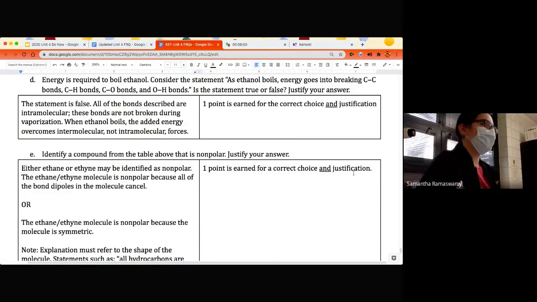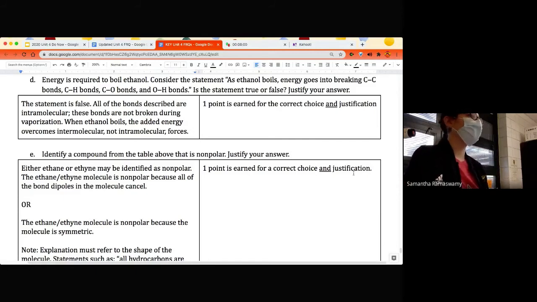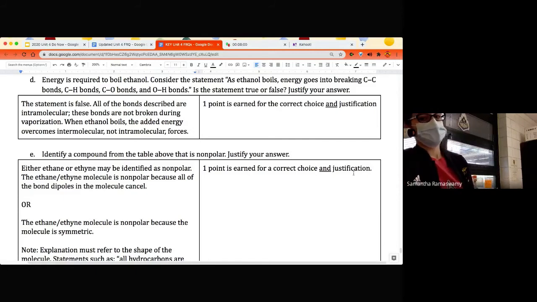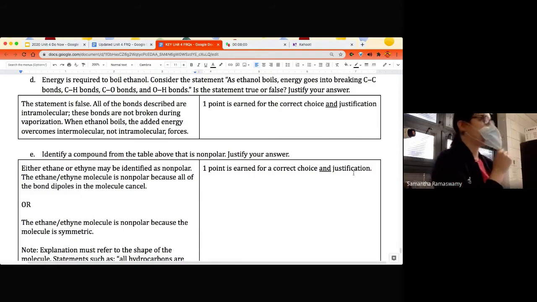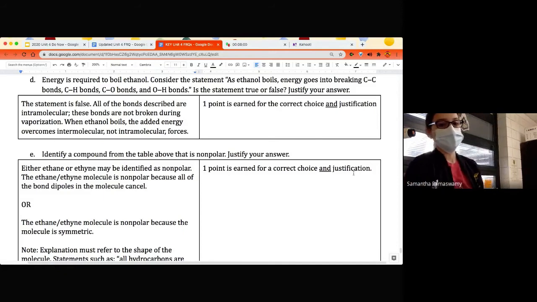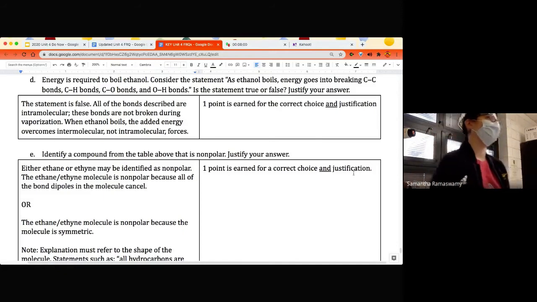Boiling is a phase change. Phase changes overcome intermolecular forces. All of the bonds given in the statement are covalent bonds. Covalent bonds are not broken during a boiling process. So the statement is false. All of the bonds described are intramolecular, right? Or you could say they're covalent bonds. These bonds are not broken during boiling. They're not broken during phase changes. When ethanol boils, we're overcoming intermolecular forces, not intra.